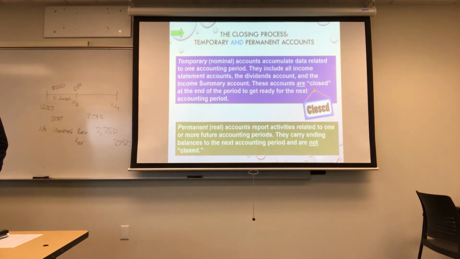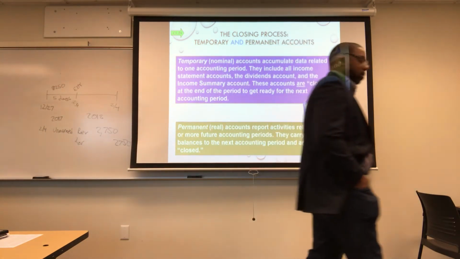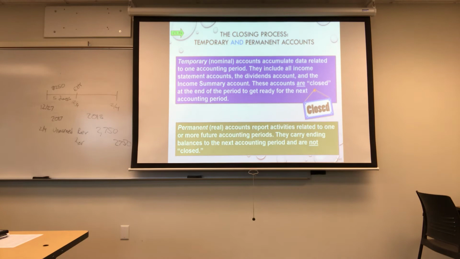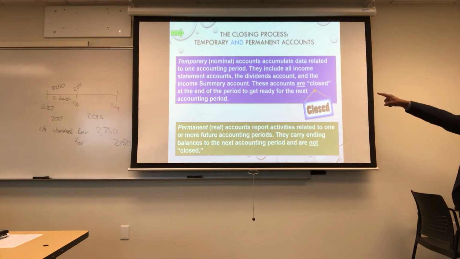So closing entries, when you close the books, very, very simple. It's not a complicated process. Closing the books, you're going to determine if the accounts fall into one of two different categories. If they are temporary accounts or permanent accounts. You're going to figure out, scholars, if they are temporary accounts or permanent accounts.